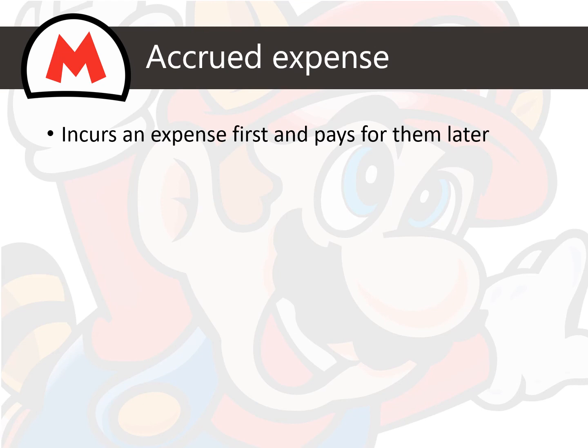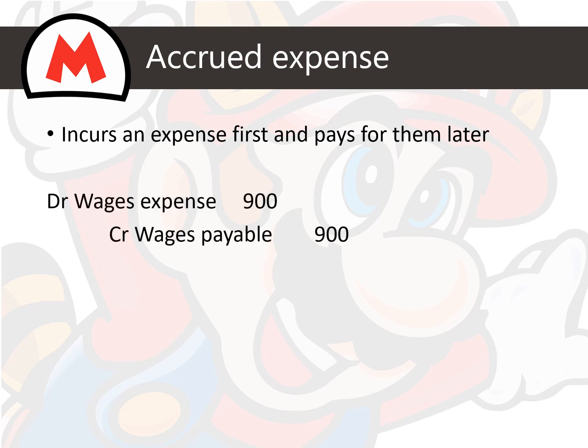Accrued expenses is when a business incurs an expense first and pays for them later. Suppose that Mario pays Luigi his weekly wages of 900 coins. The initial transaction for Mario would look like this: debit wage expense 900 and credit wages payable 900. Therefore, an adjustment needs to be made for Mario to record the expenses that have been incurred by debiting wages payable by 900 and crediting cash by 900.